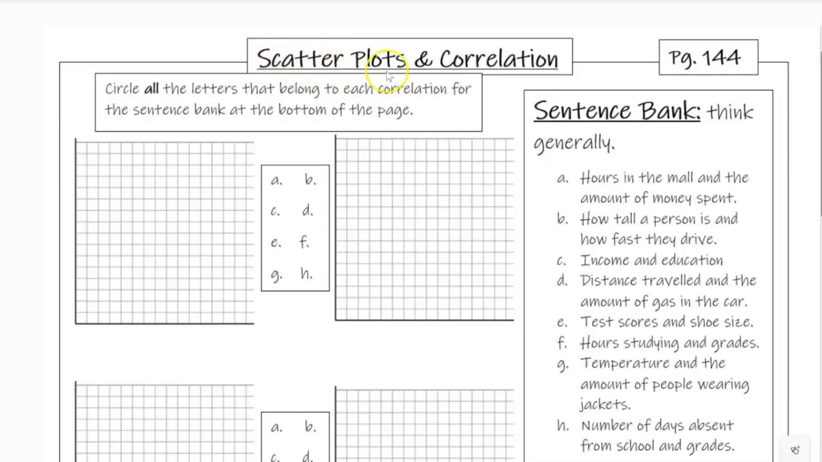All right, so today we're going to talk about scatter plots and correlation. Correlation is how things are related to each other. Scatter plots are plots that are scattered. So let's go ahead and create a scatter plot.